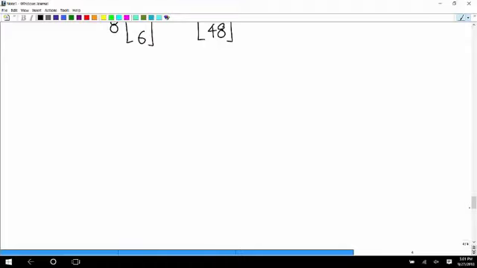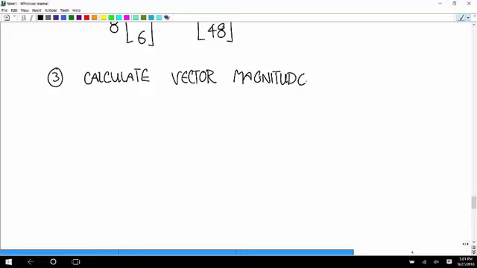Okay, there's one more calculation that we're going to do, calculating the magnitude of a vector. So sometimes you have the magnitude and an angle, and you have to turn it into components to do calculations. Other times you have components and you need to figure out the magnitude. It's just nice to be able to go back and forth.